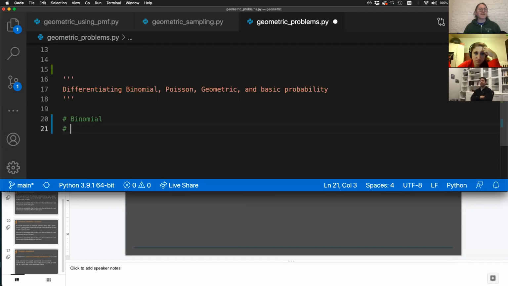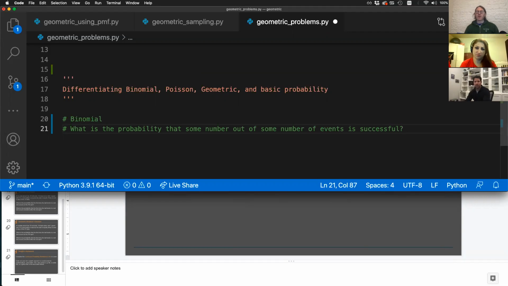In general, what we're asking here is, what is the probability that some number out of some number of events is successful? Right? You have 20 events, and the probability of success on any given event is 0.3. What is the probability that 18 of those 20 events are successful? That's what that looks like, right?